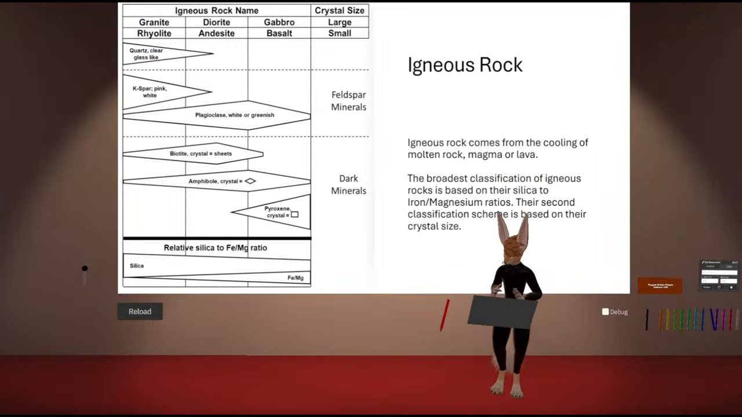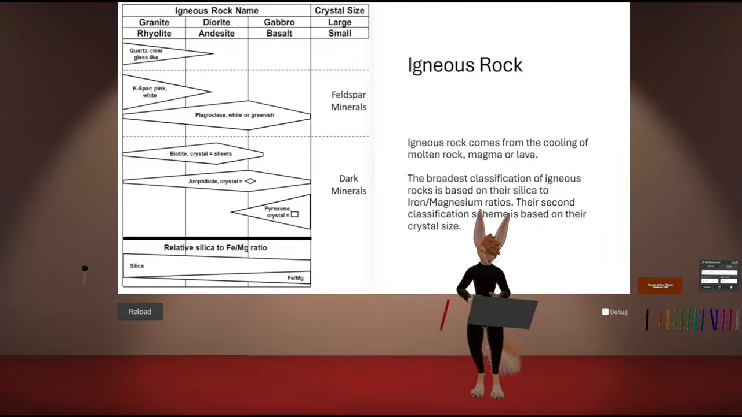Now, this chart is going to help us understand the different categories and characteristics of igneous rocks. Igneous rocks come from the cooling of molten rock, magma or lava, magma without oxygen, lava with oxygen. And the broadest classification of igneous rocks is based on their silica to iron magnesium ratios. And their second classification scheme is based on the crystal size.